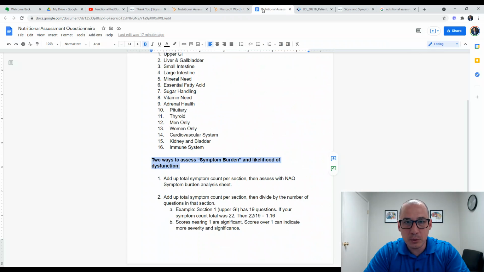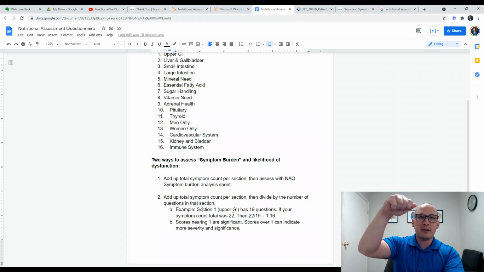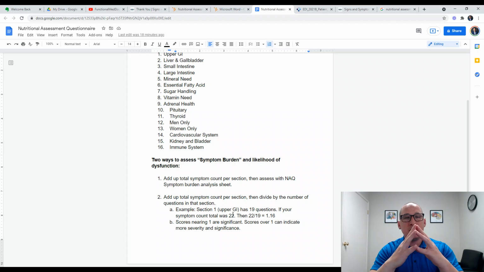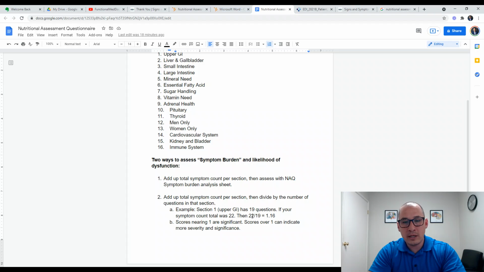All right, moving on. Number 2, the second way to do it is you can add up your total symptom count. Using that first section as an example, I gave you the example down here where section 1 was upper GI, with 19 questions. Let's say you went through that section and your total count was 22. You had a 3 here, a 2 there, a 0, a 1, and it added up to 22. The next thing you can do is take that 22 and divide it by the total number of questions in that section, and you're going to get a number. So 22 divided by 19 comes out to 1.16.